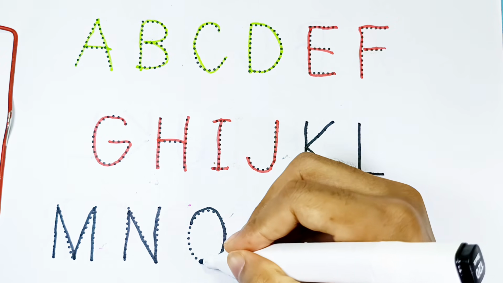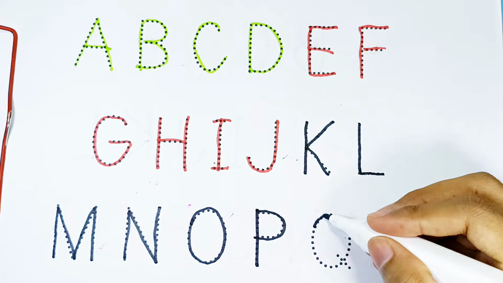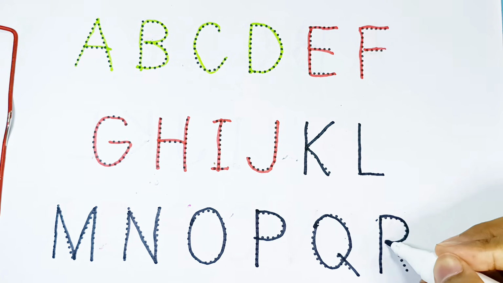O. P. Q. Q for queen. And the last one is R. R for rose, R for rice.